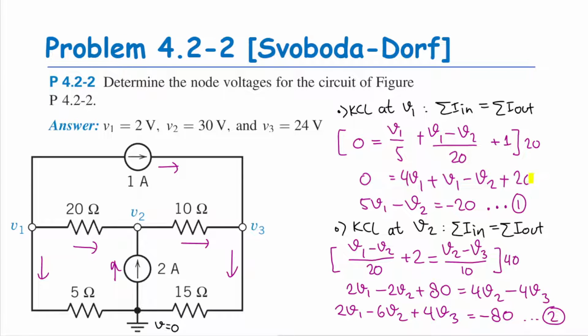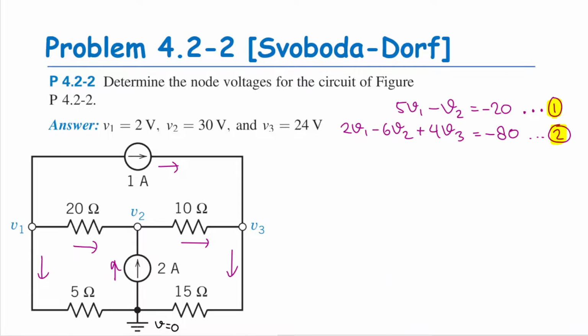Okay, so now we will have equation number 1 and equation number 2. We still need to do KCL at V3, but our slide is full. Let's clean this up. Okay, so far we got these equations from KCL at V1 and V2, and now we need to do another KCL, but this time at V3. So let's do KCL at V3.